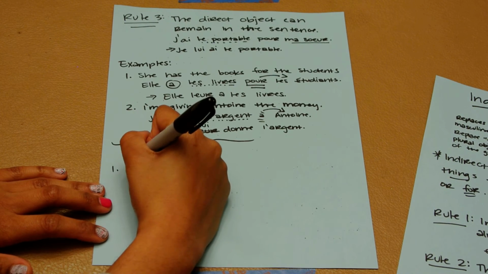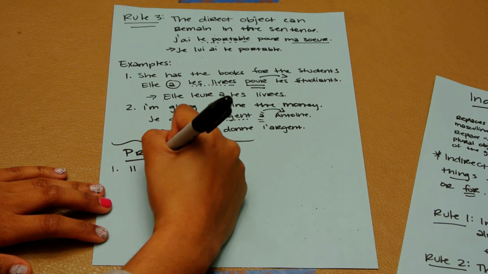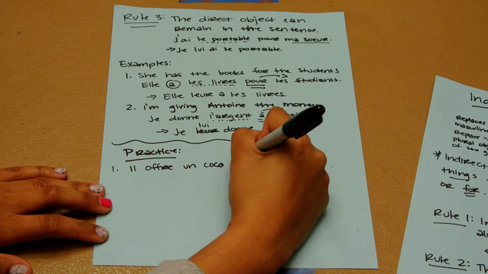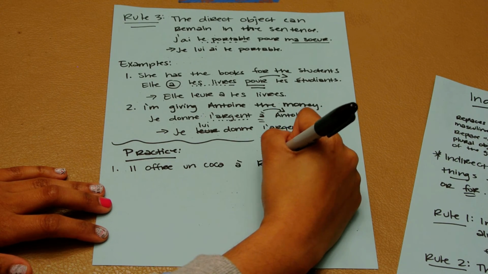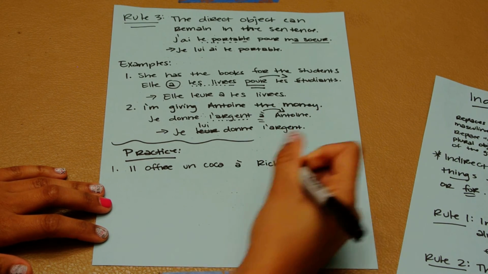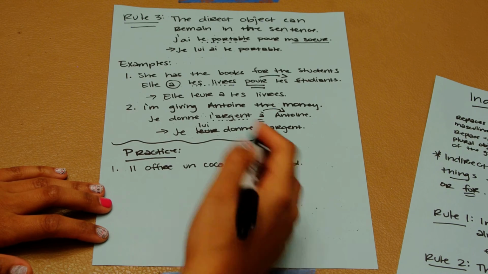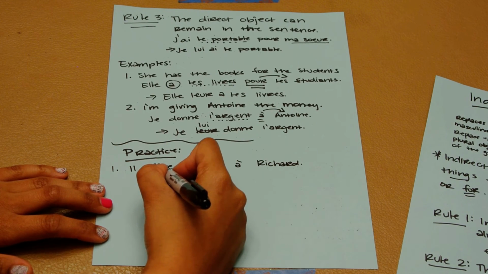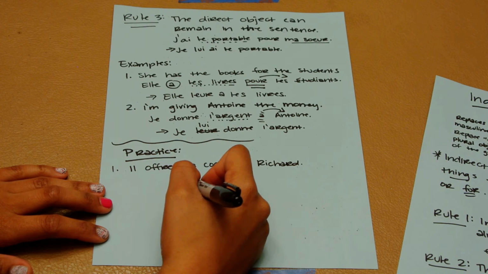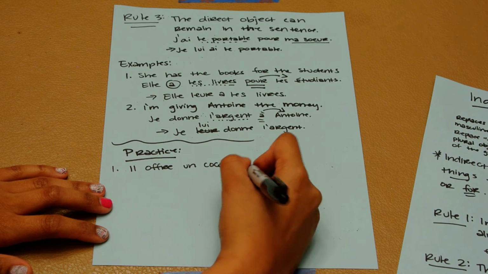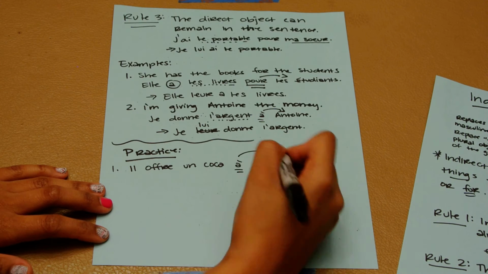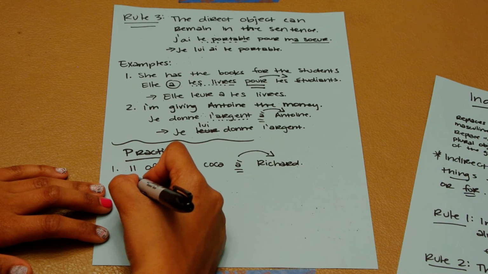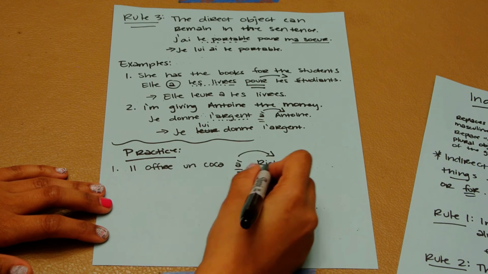Let's say, il offre un coca à Richard. Okay, this says he gives a Coke to Richard. So our direct object is Coke because that's what's being offered. He's offering him a Coke. Who is this happening to? Happening to Richard. We're going to have to put that before our verb, and we cannot reuse Richard.